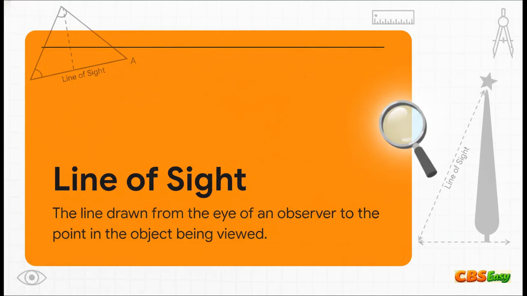Everything, and I mean everything, starts with this one idea, the line of sight. And you know what? It's pretty much exactly what it sounds like. Just imagine you're looking at the very top of a building. That imaginary straight line from your eye, all the way to that point you're looking at, that's your line of sight. It's a simple concept, but it's the foundation for everything else.